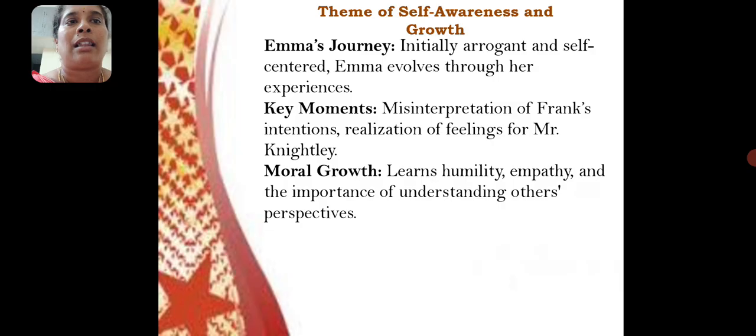Next is the theme of self-awareness. We can see it in Emma's journey. Actually, she is always very arrogant. She always believes she is correct in everything. So she is very self-centered. Because of one experience which ended successfully, she plans many attempts which always end in failures. The main thing is her misinterpretation of Frank Churchill's intentions and the realization of her feelings for George Knightley. Only at the end of the novel does she realize her feelings towards George.